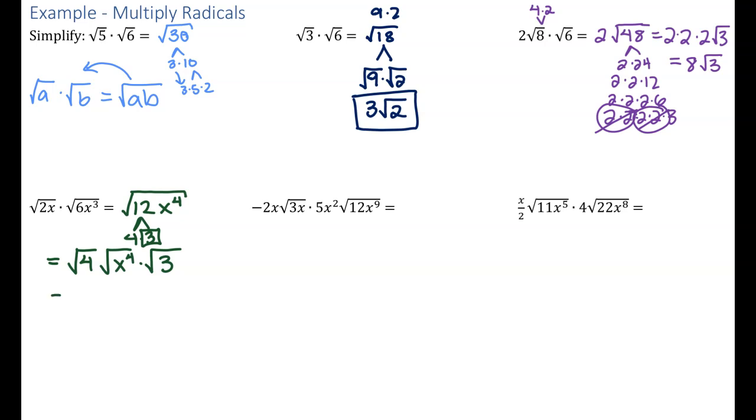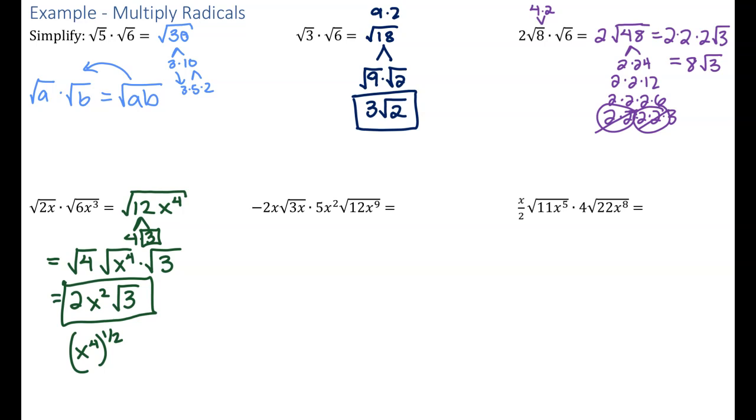The square root of 4 is 2. Remember, if you're getting stuck on that x to the 4th, you have to think a little bit differently. That's x to the 4th raised to the 1/2. So that ends up becoming x squared. You would multiply those two exponents. And then again, that root 3 is just the extra bit that you can't simplify, so you'll just leave it there. So get as much out from under that square root as possible.